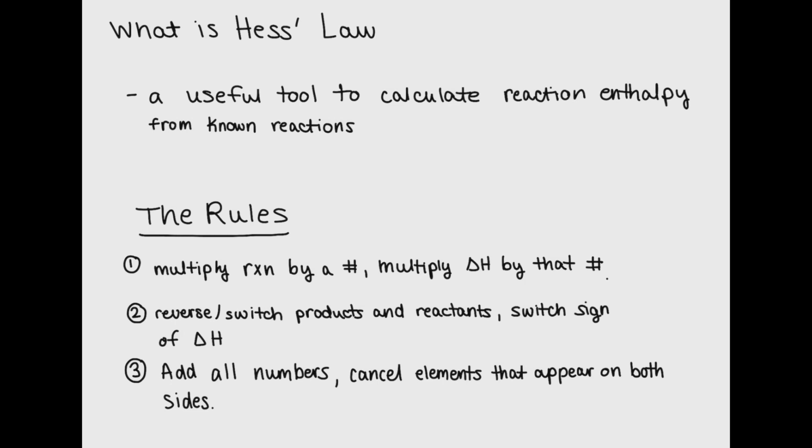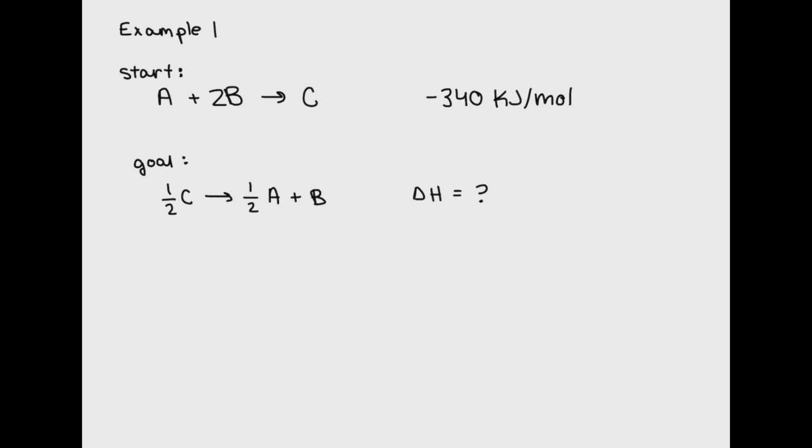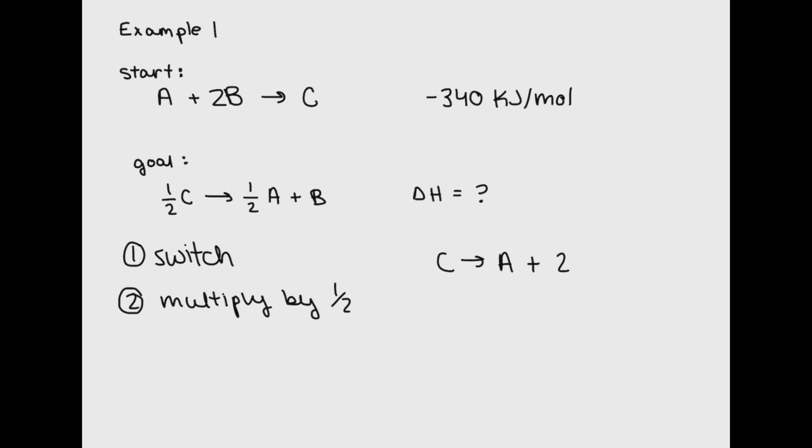Now let's do some examples. Alright, so in this first example we have a simple reaction, only one reaction, and its enthalpy. Our goal is to get it to 1/2 C goes to 1/2 A plus B. The first thing you may notice is that the C is on the opposite side of the reaction that it was when it started. This means that you have to flip the reaction to make the reactants the products and the products the reactants. After that, you have to figure out what you need to multiply the reaction by to get the coefficients to be what you want them. In this case, you multiply the whole reaction by 1/2.